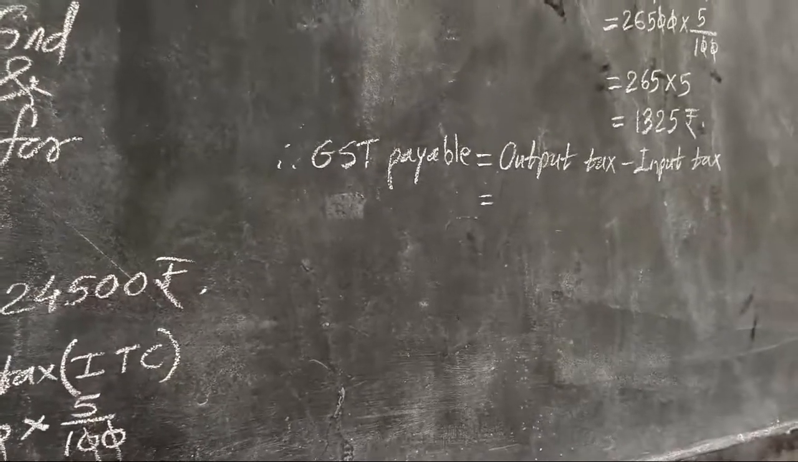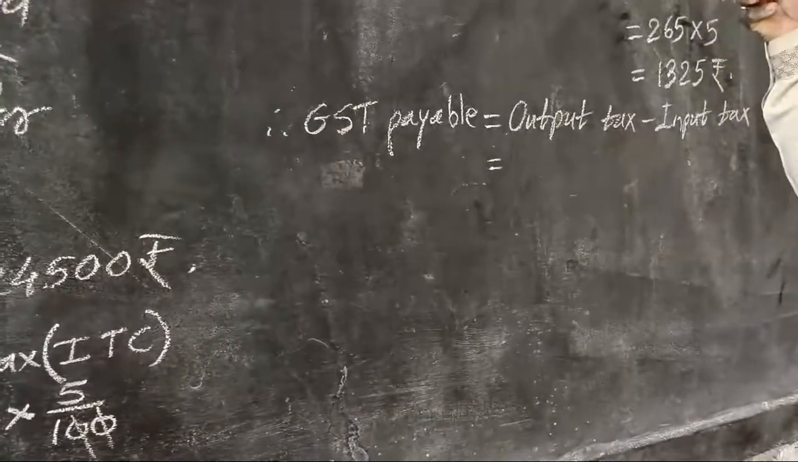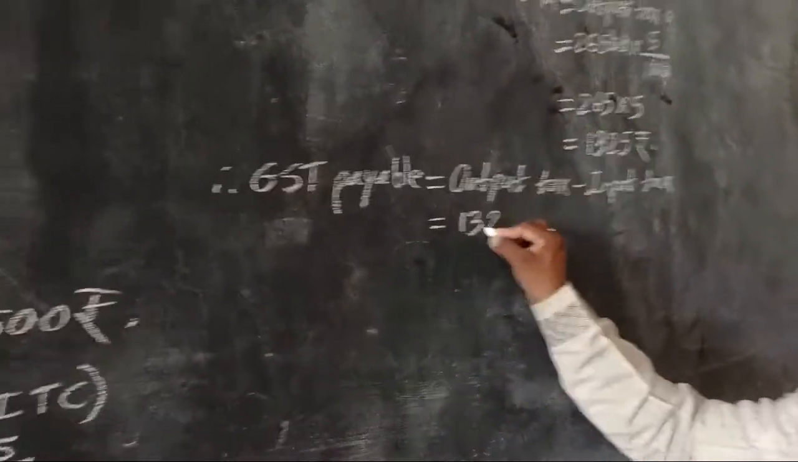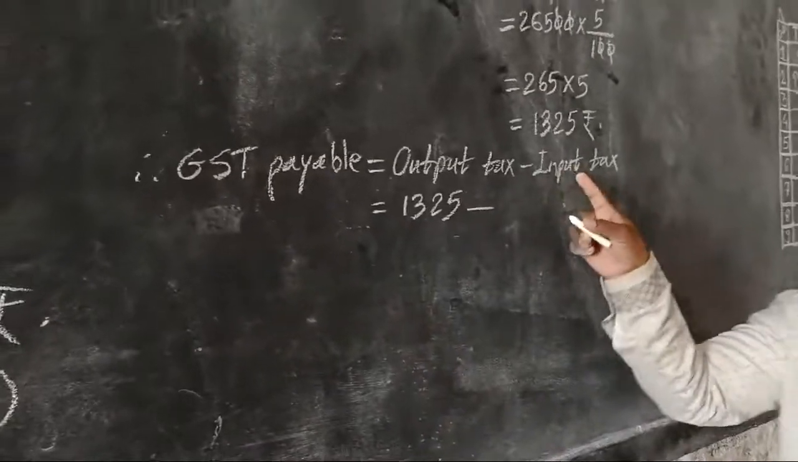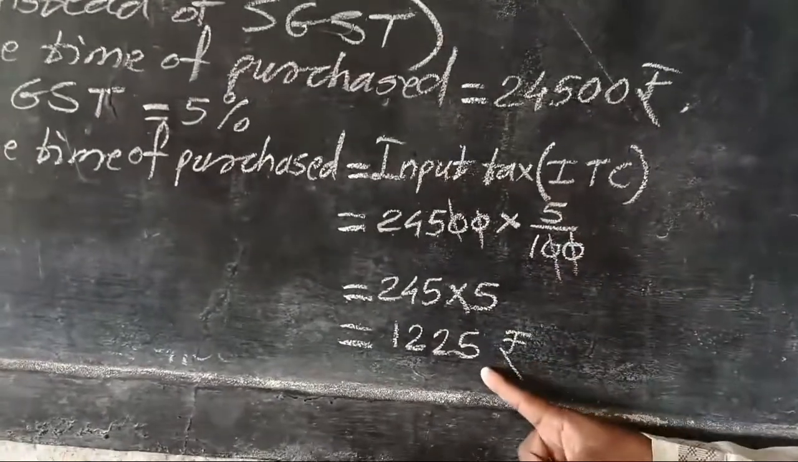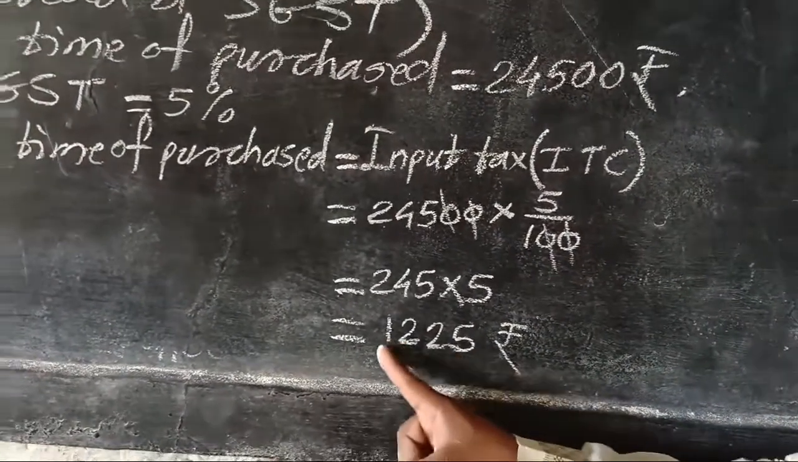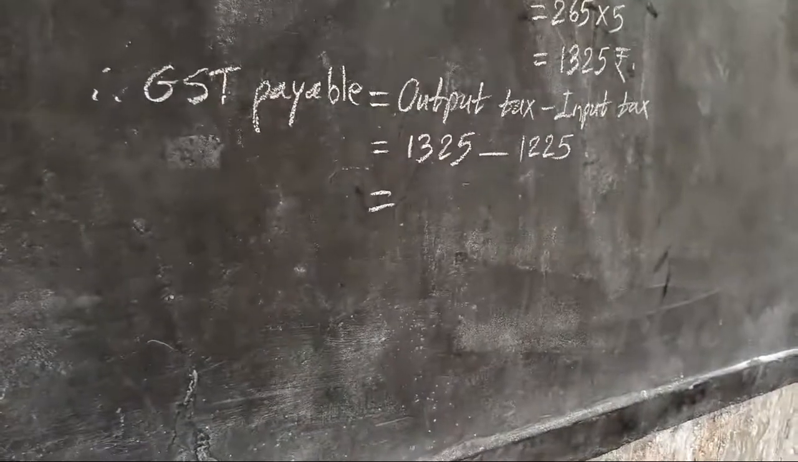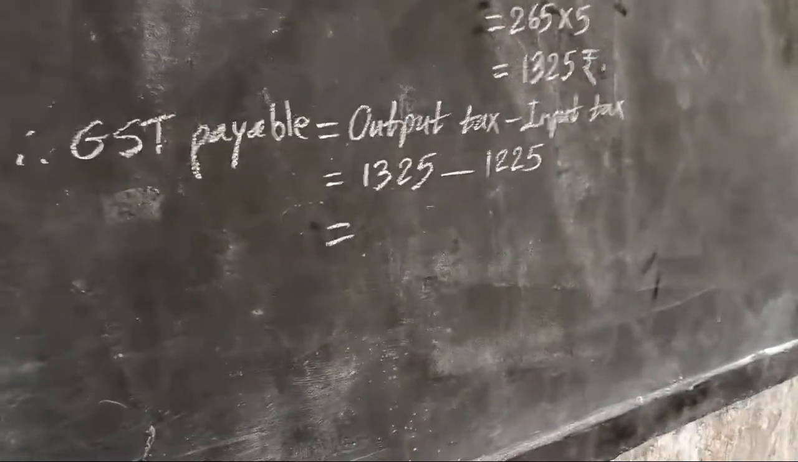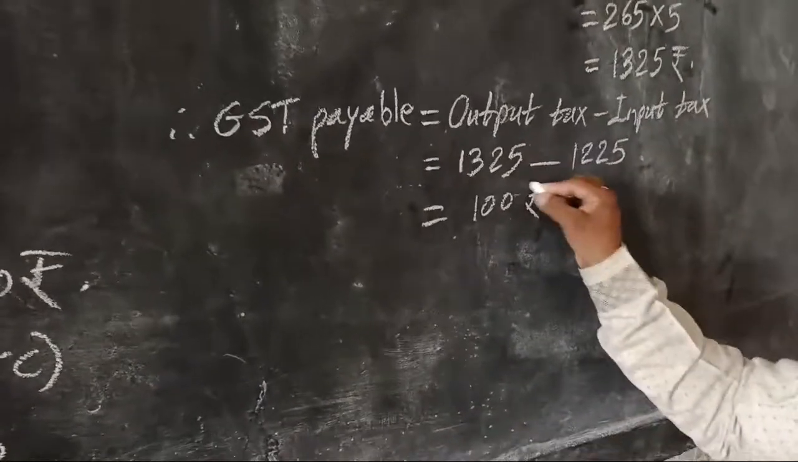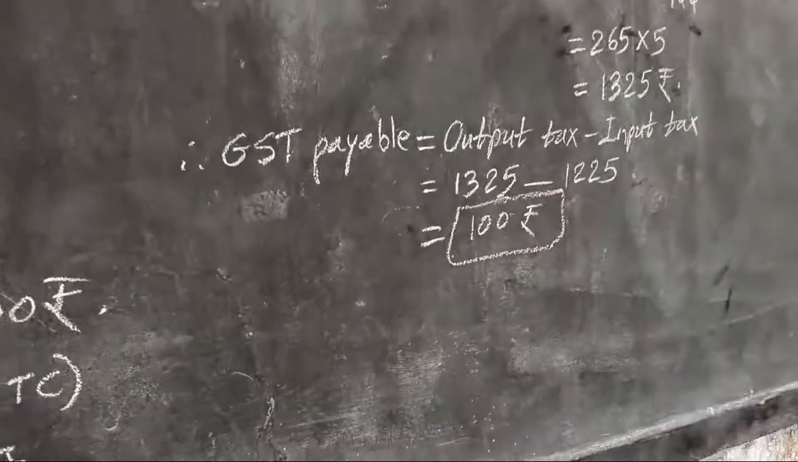Substitute values. Output tax is 1,325, so 1,325 minus input tax. Input tax is 1,225. And subtraction is, yes, correct, 100 rupees. That is the first answer.